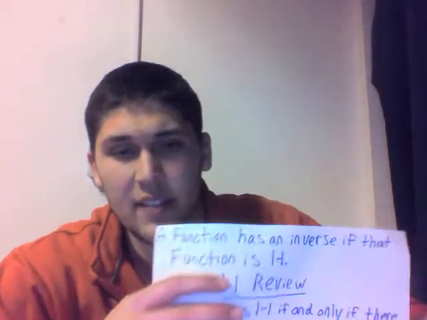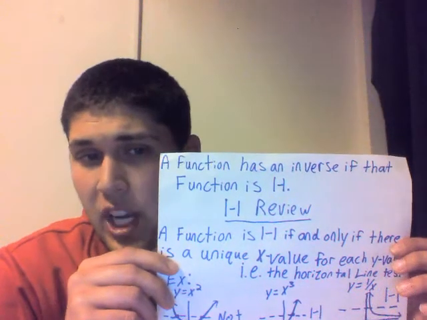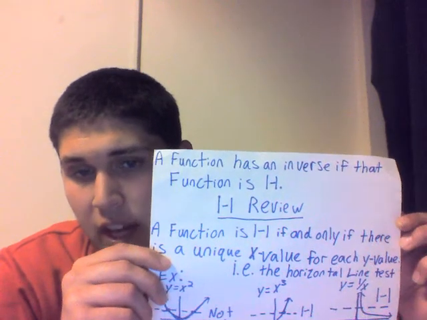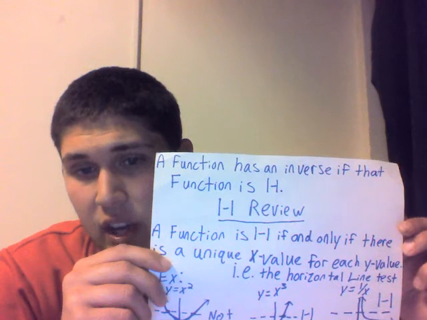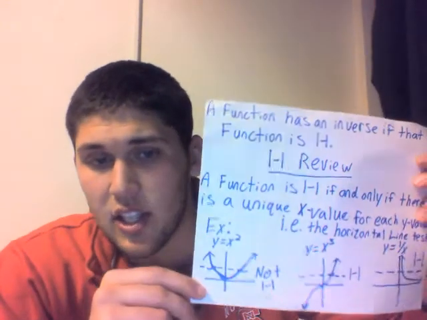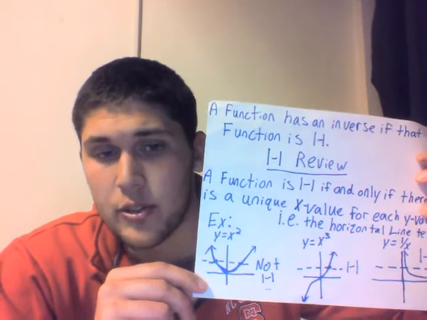A function has an inverse if that function is one-to-one. So we did one-to-one a couple of class periods ago, so here's a quick review. A function is one-to-one if and only if there's a unique x value for each y value. We use the horizontal line to test this. So let's just go over a couple of examples real quick.